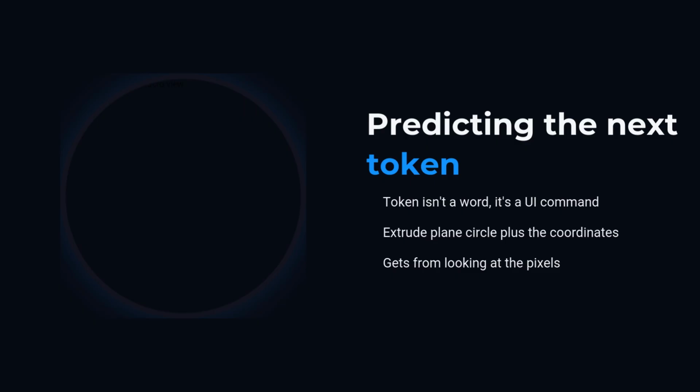That's right. And it does this using behavior cloning. It's predicting the next token, but that token isn't a word. It's a UI command, extrude, plane, circle, plus the coordinates, the X and Y values it gets from looking at the pixels on the screen.